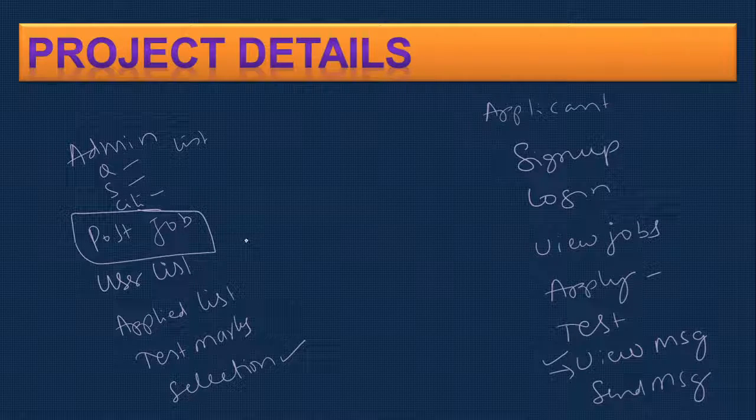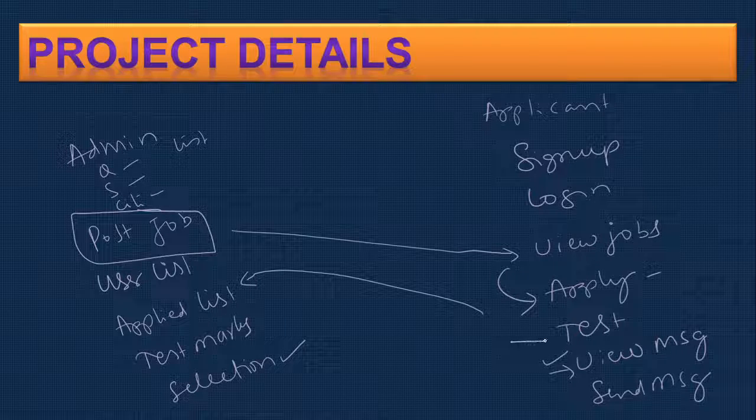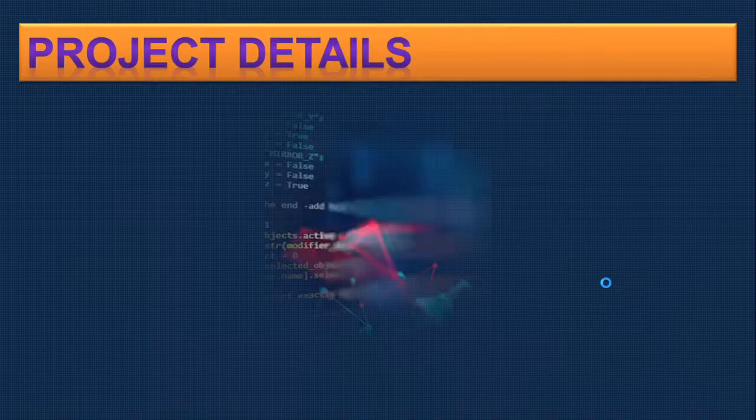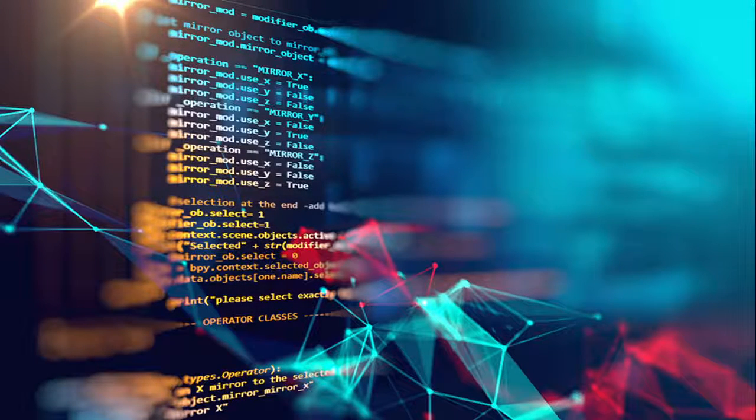On the other side, they can view the jobs, what jobs are available, and they can apply for the job. Once you apply, you can see the list here. Then you need to take the corresponding test and the test marks will be displayed there. Based on that, they do the selection. Once you're selected, the message comes to you. This is how the whole concept works in online recruitment. This demo will show you how it practically looks.